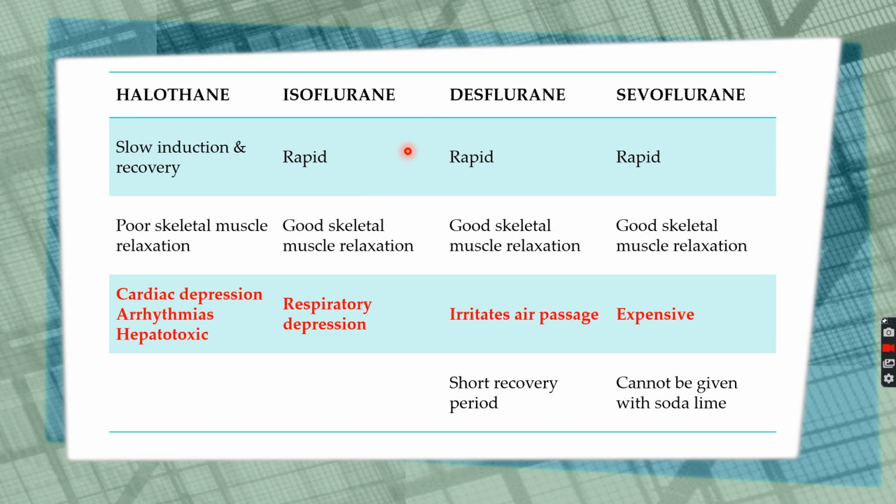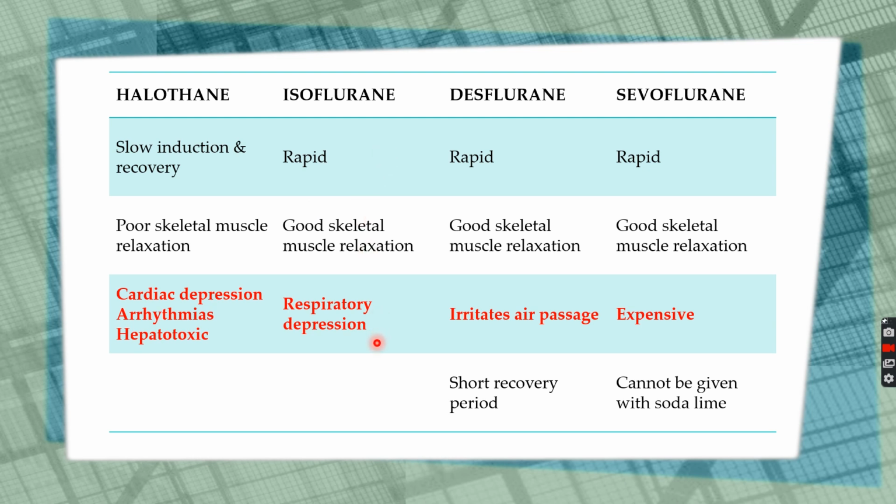That means the person gets anesthetized very soon, and the recovery is also rapid. That means the person gets out of the anesthesia also pretty early. Halothane, as we saw in the previous slide as well, is a poor skeletal muscle relaxant, whereas all the other three, isoflurane, desflurane, and sevoflurane, have good skeletal muscle relaxation properties. The side effects of halothane that we saw: it produces cardiac depression, arrhythmias, hepatotoxicity, and we also saw it has the propensity to cause malignant hyperthermia.